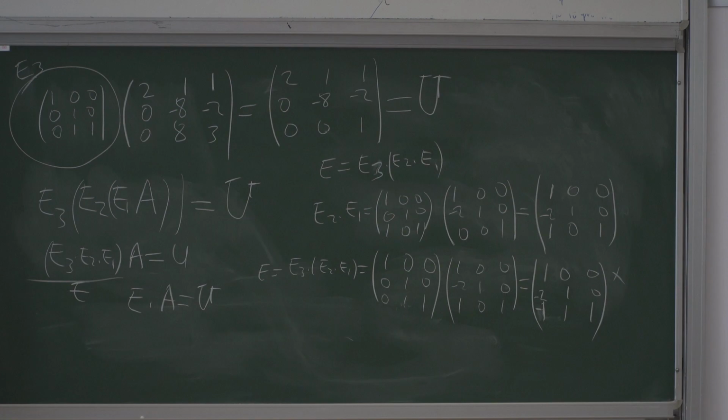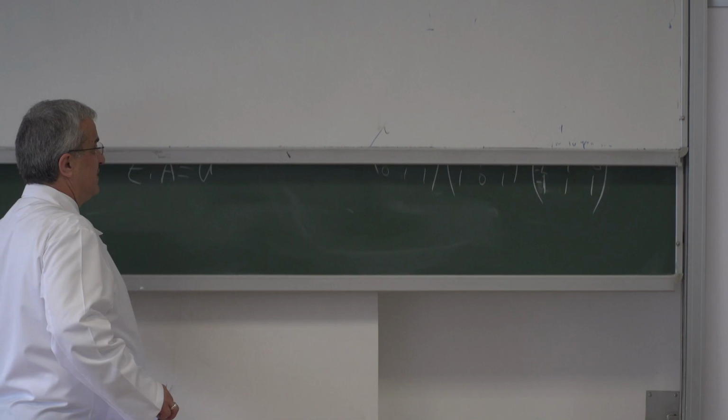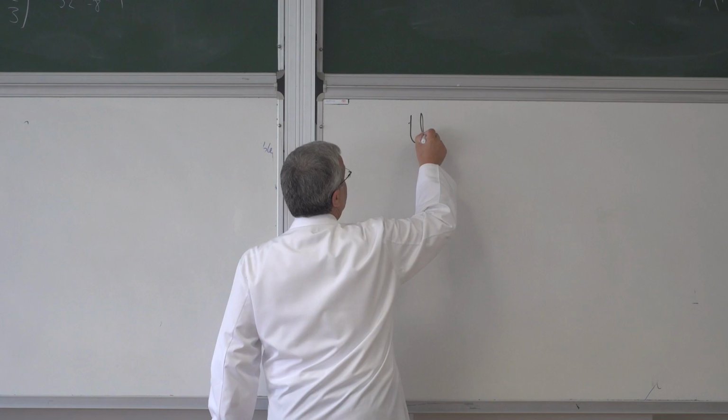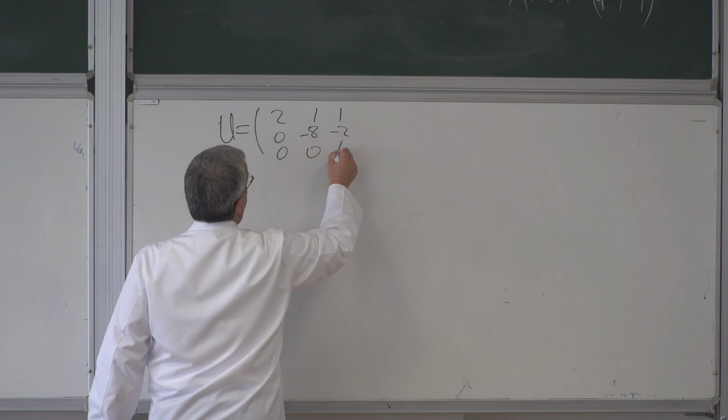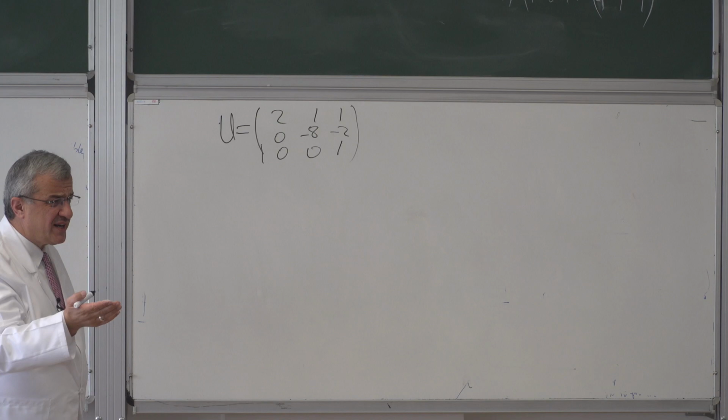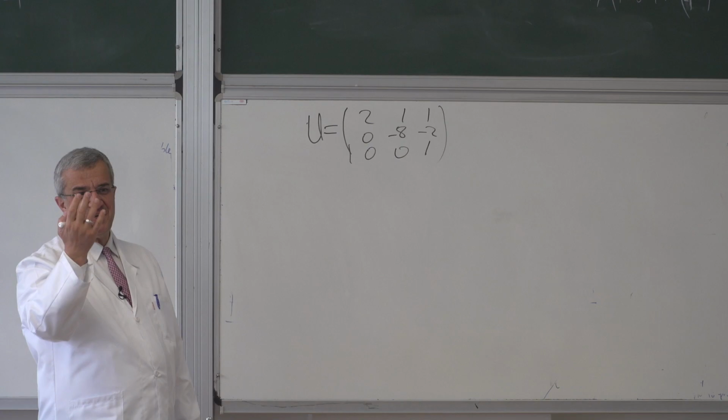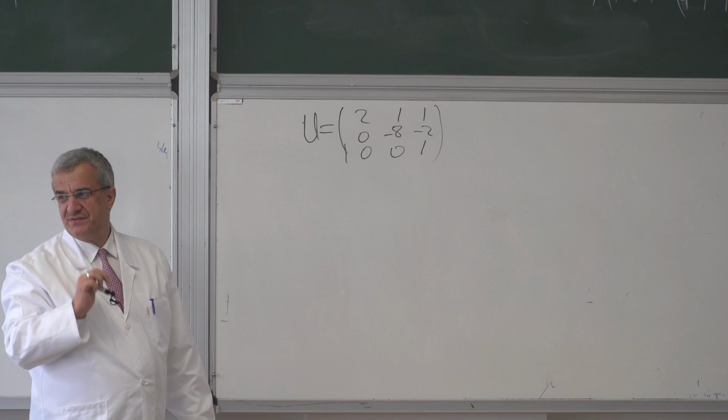in a different manner. What I will say is that, I will ask a question now. So I will start from the other end. I have U: 2, 1, 1, 0, minus 8, minus 2, 0, 0, 1. Okay? The question I ask now is, how can I cancel the last step of Gaussian elimination and go to the previous step by doing a matrix multiplication from left?